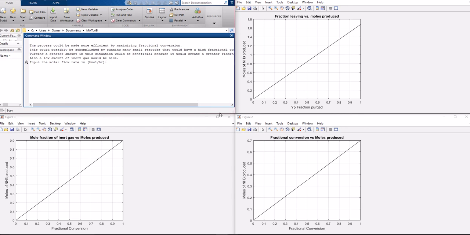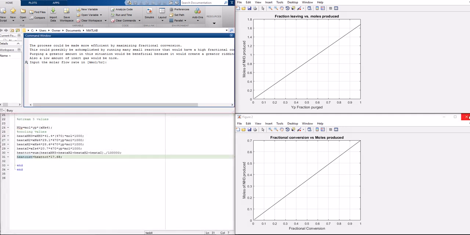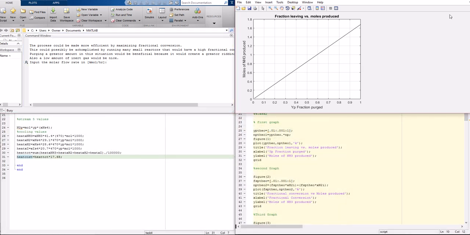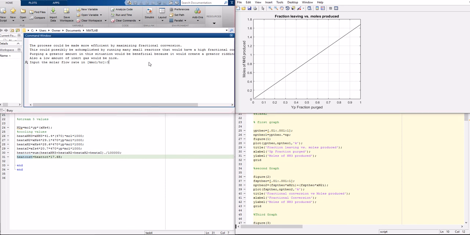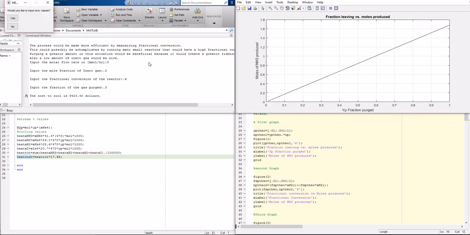Now, this is where it's going to input the molar flow rate. So this is going to take the molar flow rate, which we'll say is 3. 3 kilomoles per hour is going to flow through the system. Now, the fraction of inert gas is going to be 0.3. The fractional conversion of the reactor will be 0.6. The fractional gas purged will be 0.3, and the cost to cool will be $9,423.40.